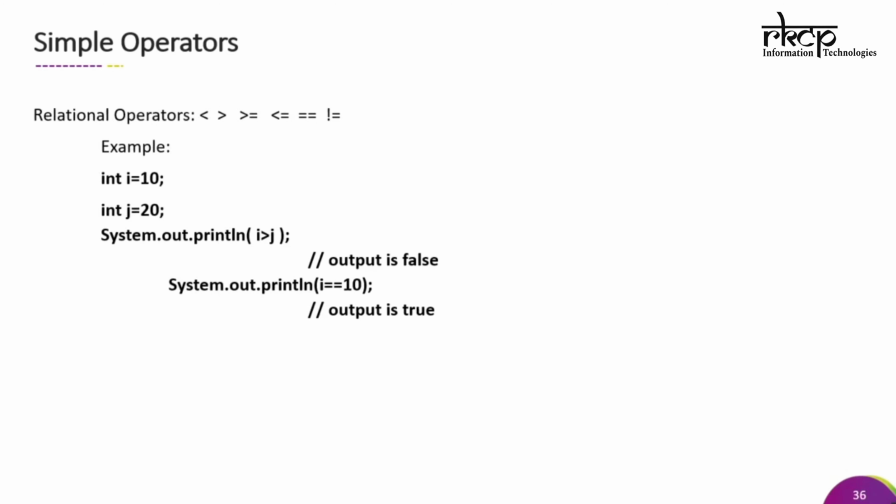In the same way, you have relational operators: less than, greater than, greater than or equal to, less than or equal to, double equal to, is not equal to. You are generally using them for comparison. Most of the time you use a relational operator to check whether the value is less than or not, greater than or not, equal to or not, not equal to or not. So we are using them for comparison.